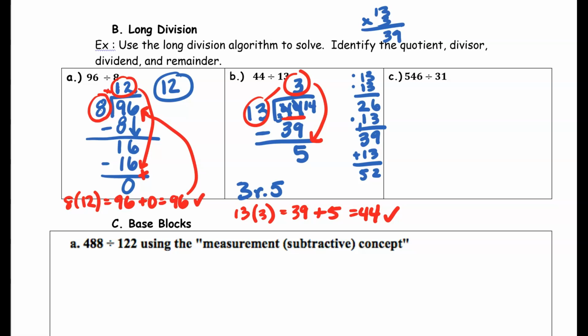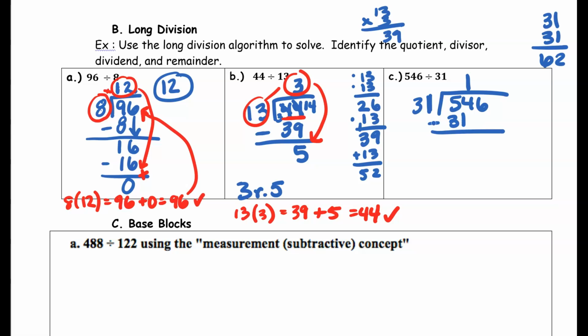So let's try the last one. So 546 divided by 31. So 31 can't go into 5, but it can go into 54. So at this point on the side, we can add up 31. If we add it up twice, we get 62, which is too much. So I'm going to say 31 goes into 54 one time.